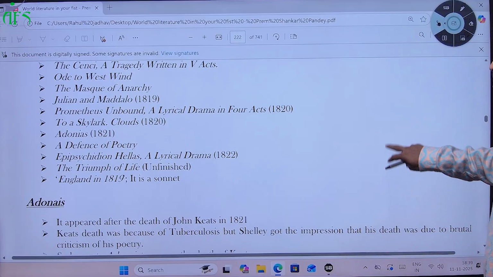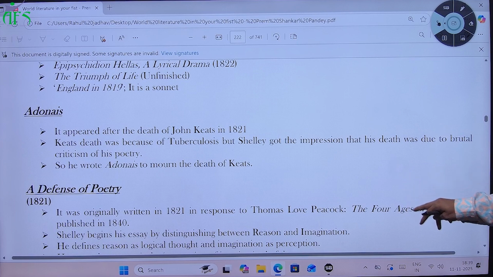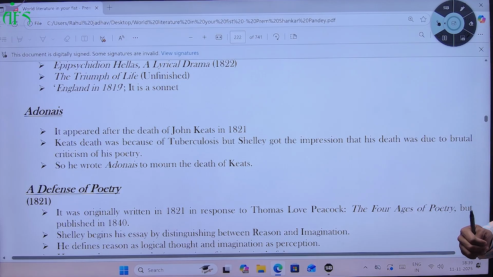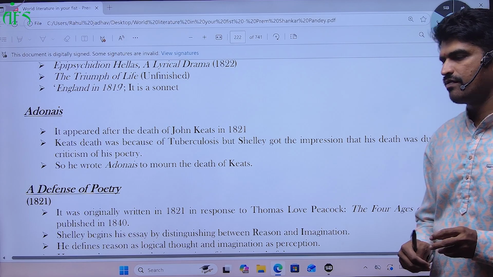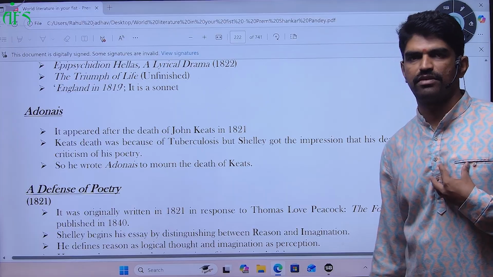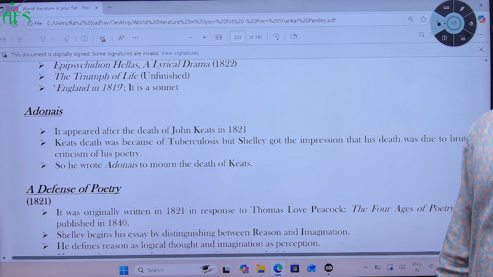Now let us have a brief look at his prominent works. The one is Adonais. It appeared after the death of John Keats in 1821. Keats' death was because of tuberculosis, but Shelley got the impression that his death was due to brutal criticism of his poetry. So he wrote Adonais to mourn the death of Keats. So it is kind of like an elegy written for expressing his lamentation over the death of John Keats.